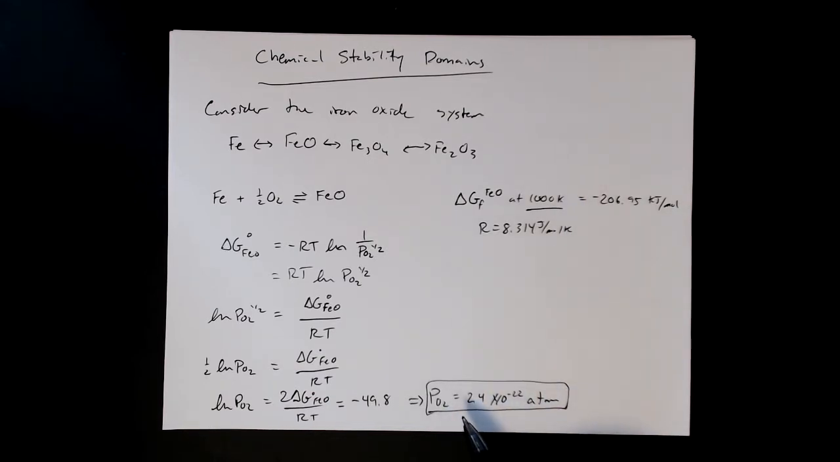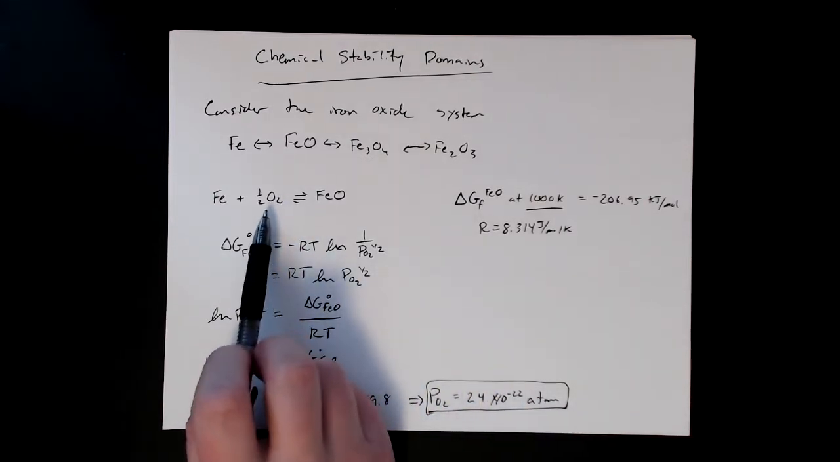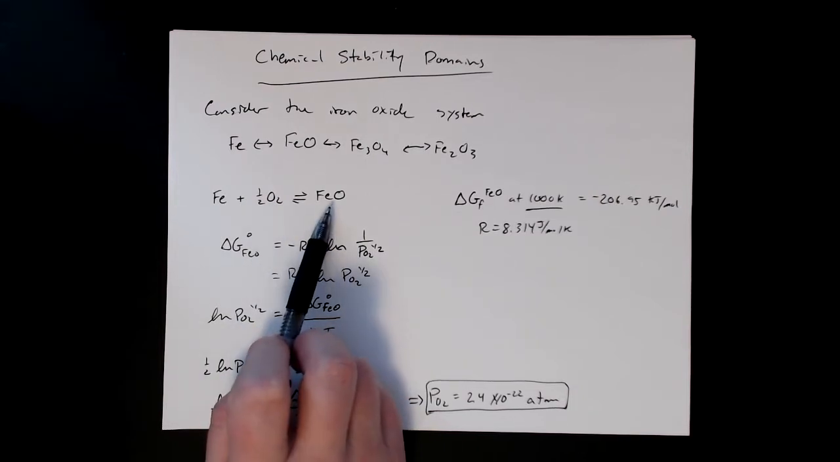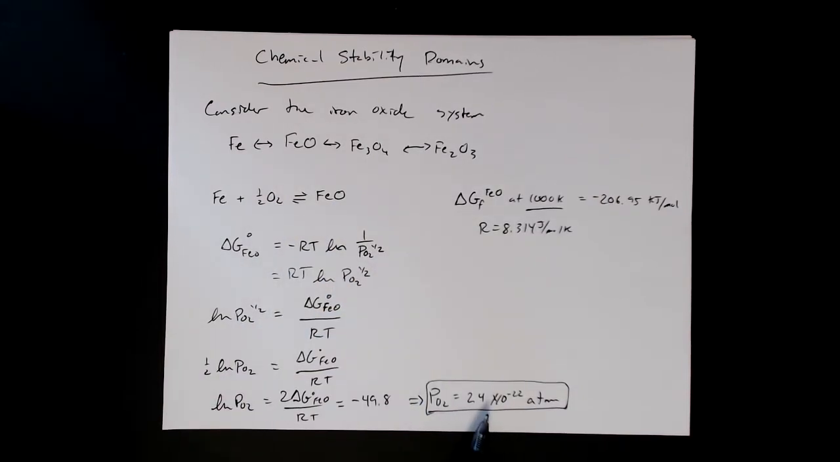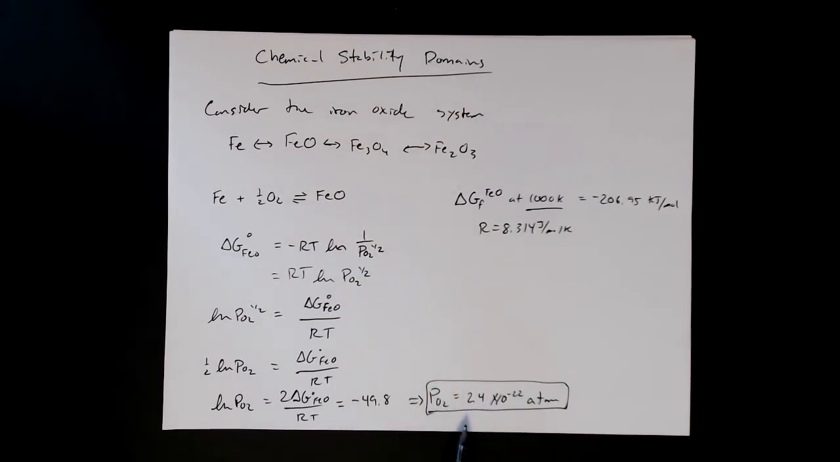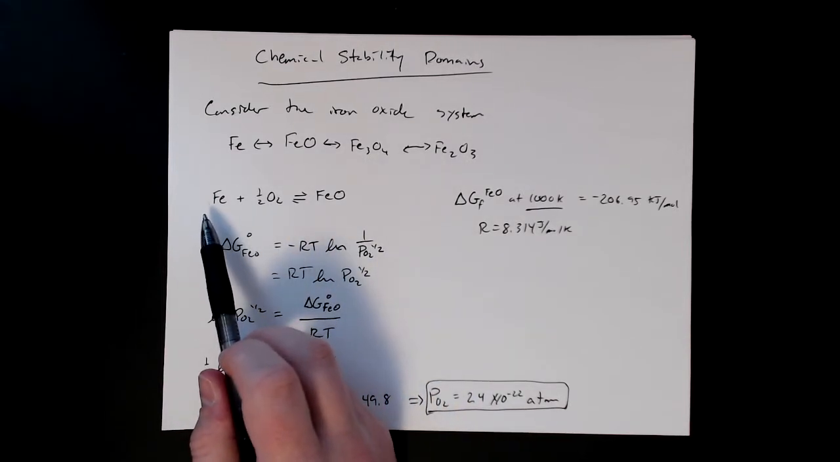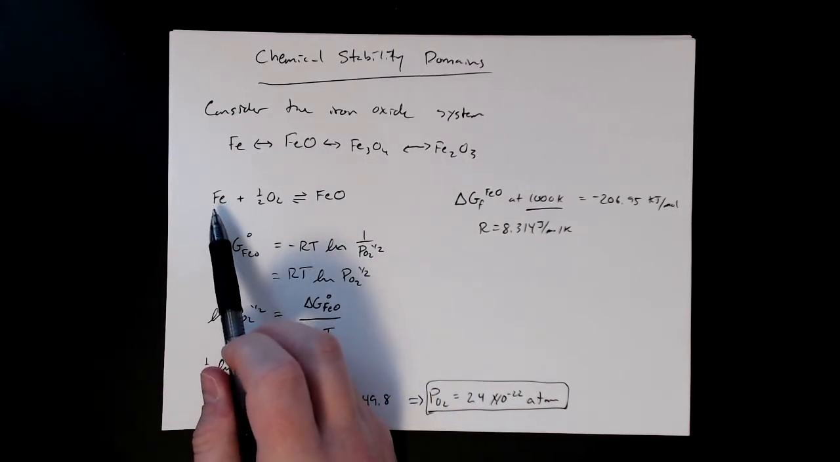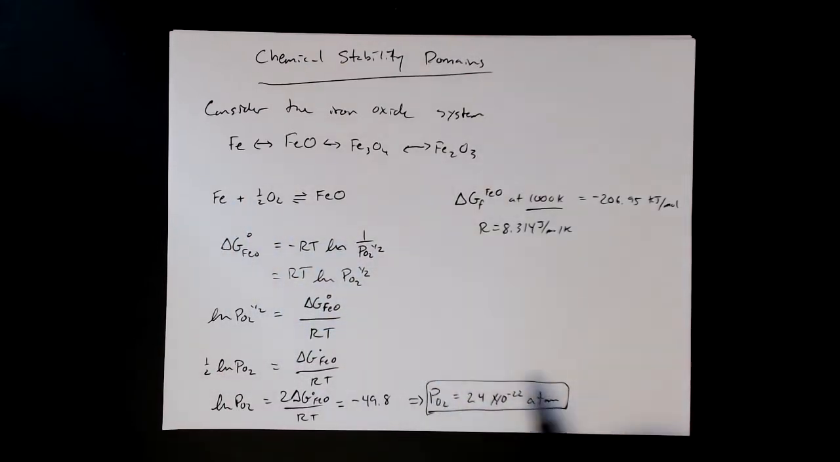What that also means is that if we push this pressure in one direction or the other, we're going to favor one side or the other, right? More oxygen would push it towards FeO. So if we have a higher than this pressure at that temperature, we would drive the reaction towards FeO. And if we had a lower than this pressure, we would drive it towards this side, which would give us metallic iron. So that's the importance of what this number is telling us in this example.